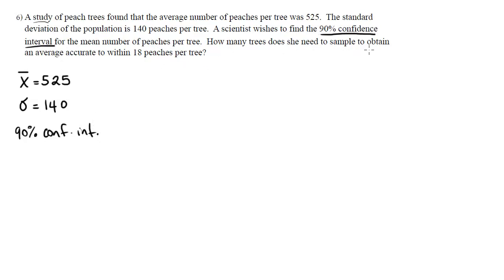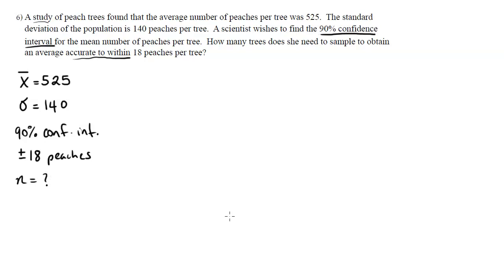And how many trees does she need to sample to obtain an average accurate to within 18? So we want plus or minus 18 peaches to be accurate within that. That's what we call our margin of error. So we probably need a formula here, right? We've got all these variables. We want to know how many trees. We want to know n.